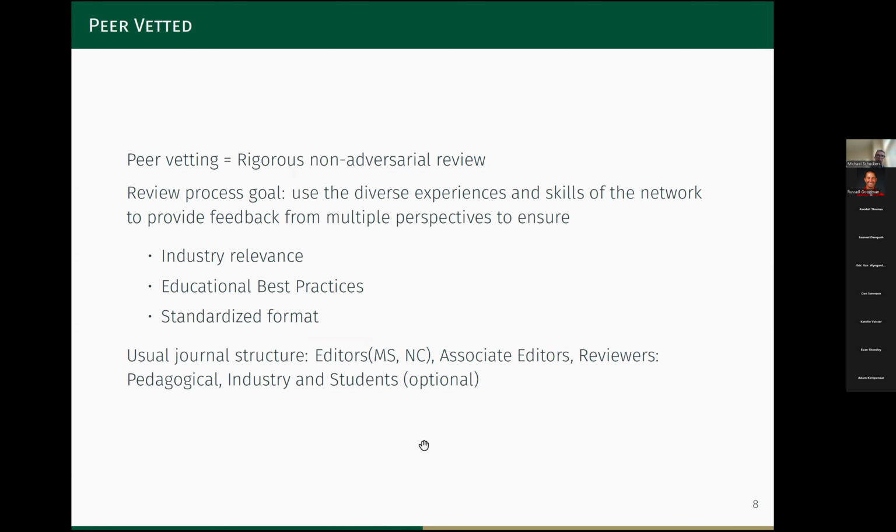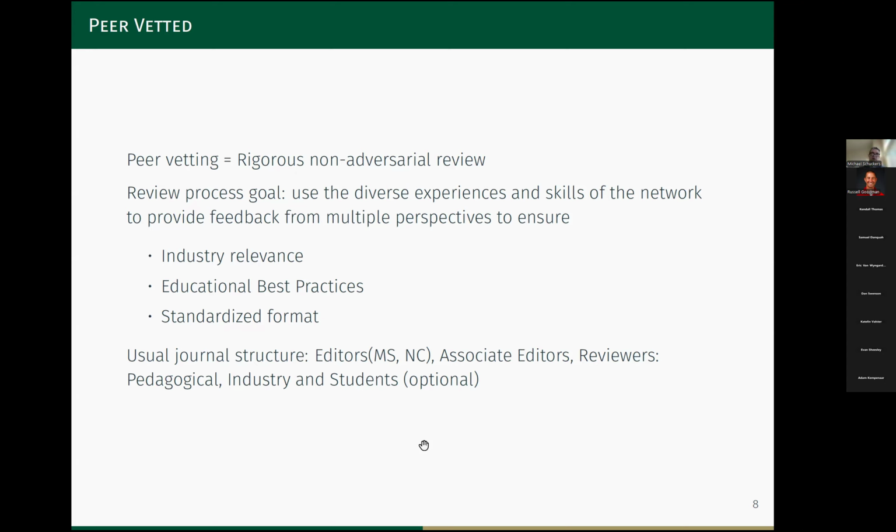So talk a little bit about peer vetting. This is much like peer review, but it is non-adversarial, right? So we want to be rigorous, but we don't want this to be a battle in terms of publication. We want to get these modules out and published. And so the goal of the review process there, we want to use diverse experience and skills of the people in the SCORE network, provide feedback from multiple perspectives.